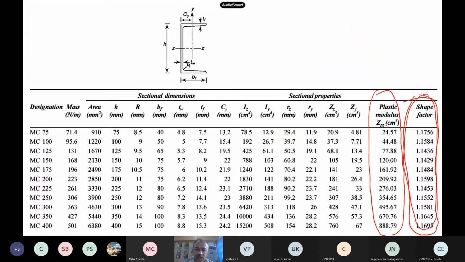Now if you have channel sections, you can calculate, but people have already given these in textbooks, like Duggal's book. If you see in the appendix, at the end, they report all these numbers, the plastic modulus and the shape factors, everything will be reported there. You can also calculate them from these formulas itself.